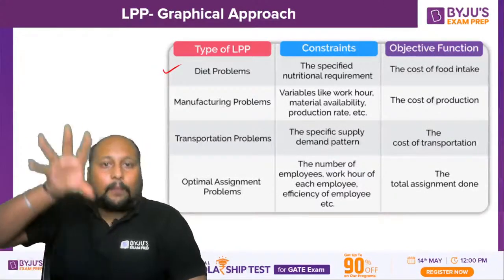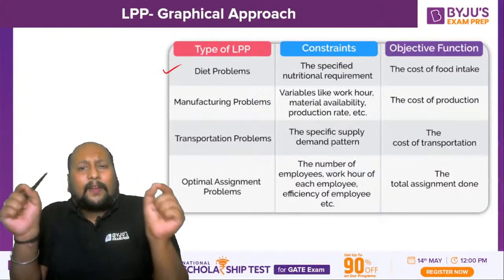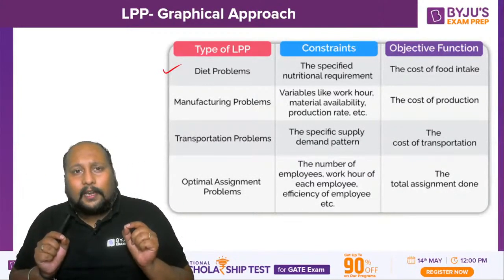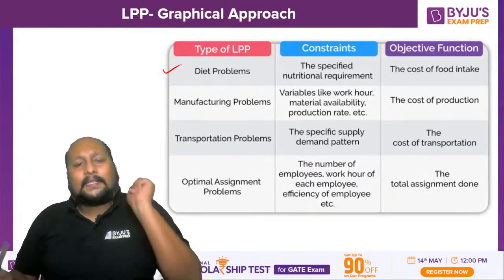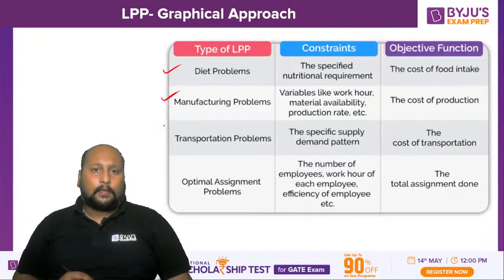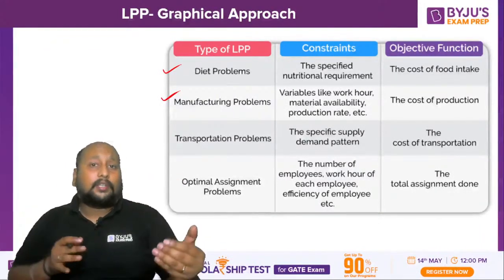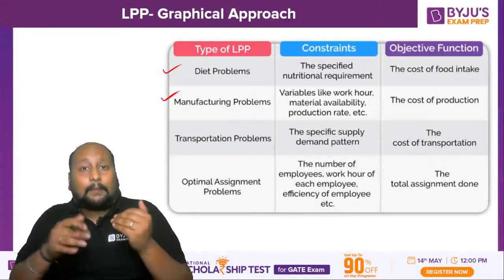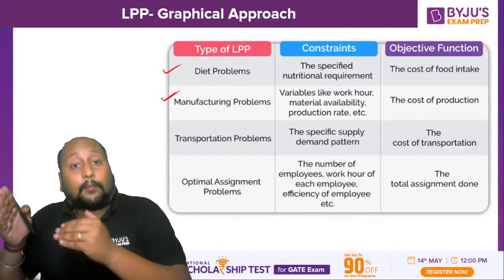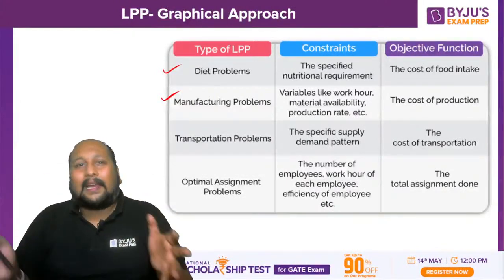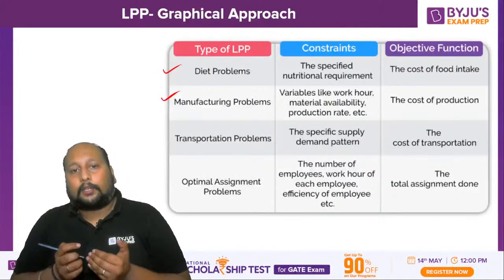So in the diet problem also we can apply the concept of LPP by having some specified nutritional requirements, where the objective function will be the cost of food intake. Let us suppose I'm talking about manufacturing problems. In manufacturing also we'll be having many constraints, like there's a restriction that I cannot make a person work beyond 12 hours. There's a restriction of production rate because every machine will be having different capacity, right? So here we can optimize the total cost of production by using this LPP.